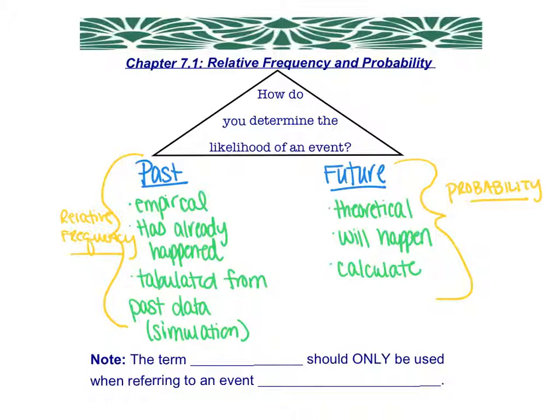So here I have a note. The term blank should only be used when referring to an event blank. And I'm going to fill these blanks in with the term probability should only be used when referring to an event happening in the future.